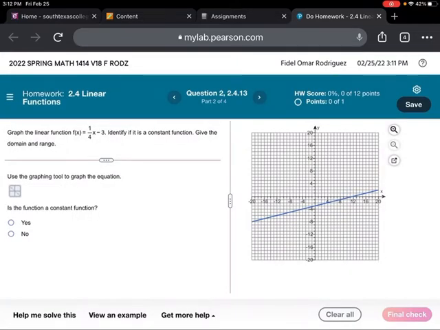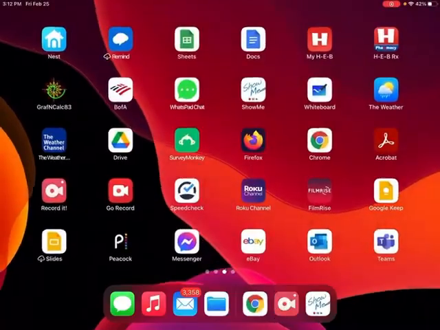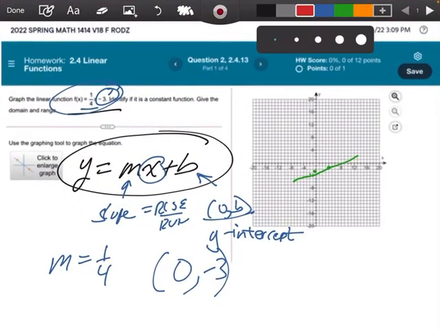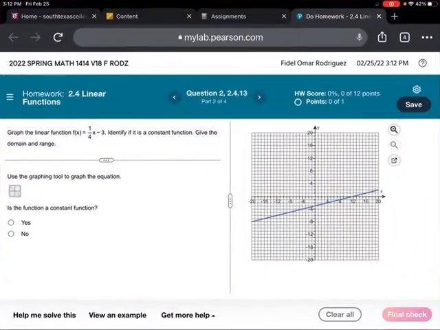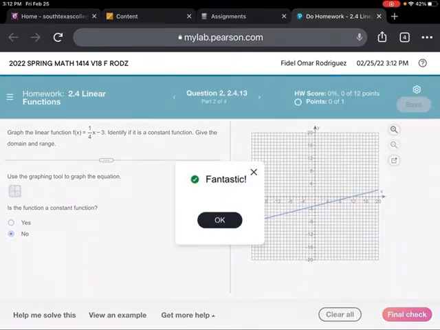Okay, now, is it a constant function? Let me answer the question really easy. If it was a constant function, y'all, my graph would look something like this. It would just go straight left and right. It wouldn't have any going up or going down, and you can see from my green line, that line is going up. So, coming back over here, is it a constant function? No, it isn't, because the graph actually moves up a little bit, or it could move down. Final check, we got it.